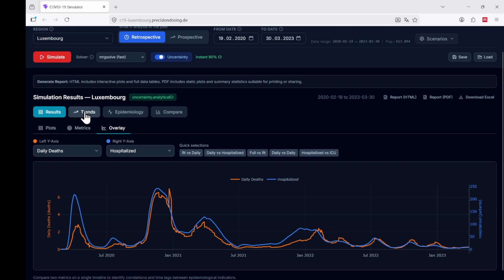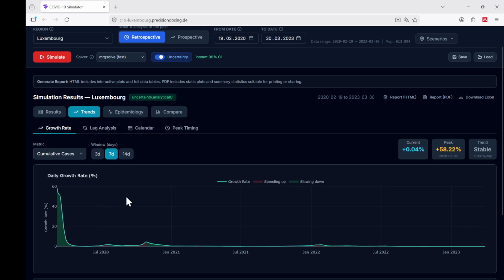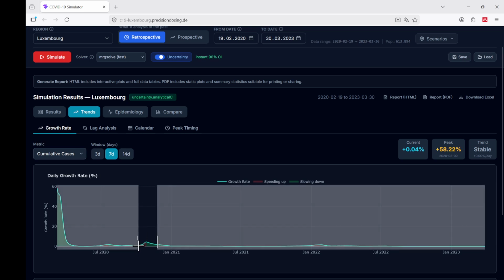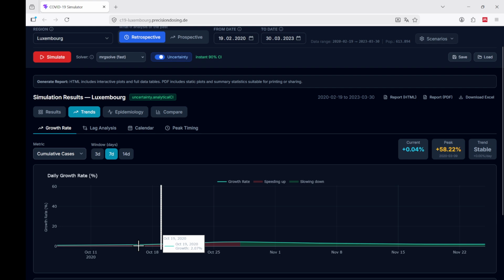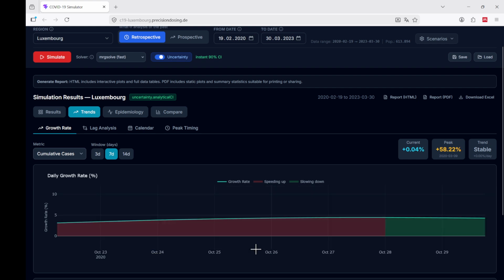In the trend section, you can see the growth rate to answer the question, how fast cases or deaths are increasing each day, comparing today's total to 7 days ago. Higher values mean faster spread. For cumulative data, growth is always positive. Red sections indicate speeding up. Green phases indicate slowing down.